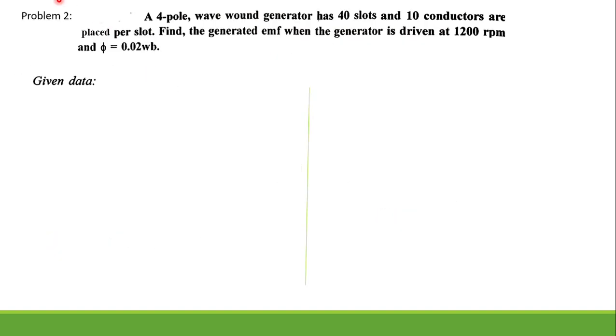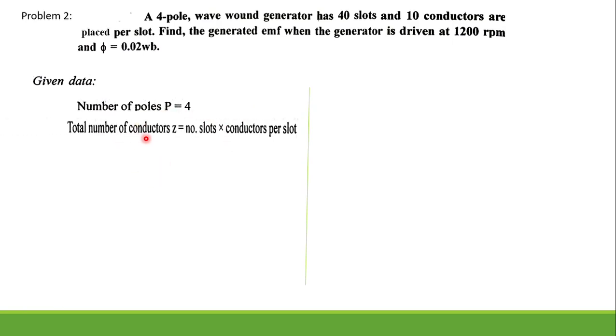Let us solve problem number 2. A 4-pole wave wound generator has 40 slots and 10 conductors are placed per slot. Find the generated EMF when the generator is driven at 1200 rpm and the flux value phi is 0.02 Weber. Here the given machine is wave wound generator and Z value is not directly given. See the given data. Number of poles P is equal to 4.